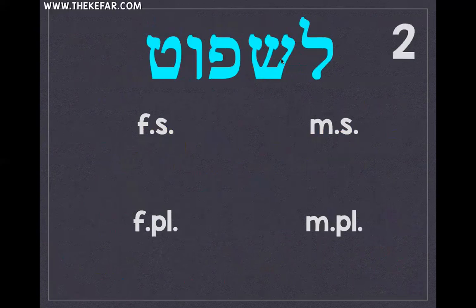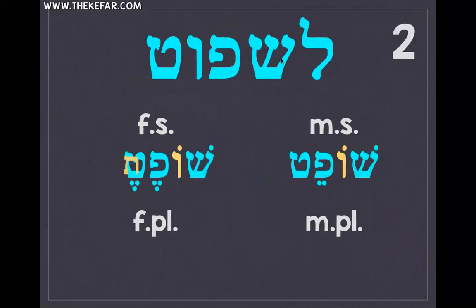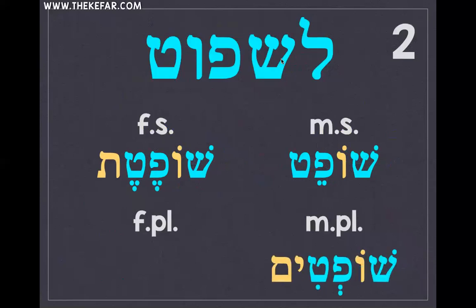Second verb is lishpot, and you can go ahead and pause, conjugate it, and then press play when you're ready to check your work. Get rid of the lamed, get rid of the vav. That gives us shin, fe, and tet. So that's shafat as our root. So we have shofet, masculine singular, shofetet, feminine singular, shoftim, it's regular, so we have our o'im sound pattern, and shoftot for our feminine plural, okay?